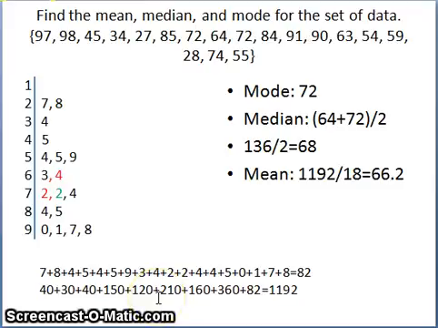Obviously, you don't have to do the mean that way. You could just literally add up all the numbers. You don't have to use the stem and leaf plot to do the mean. But the stem and leaf plot is pretty nice and easy for doing the mode and the median. Okay, so hopefully that helps.